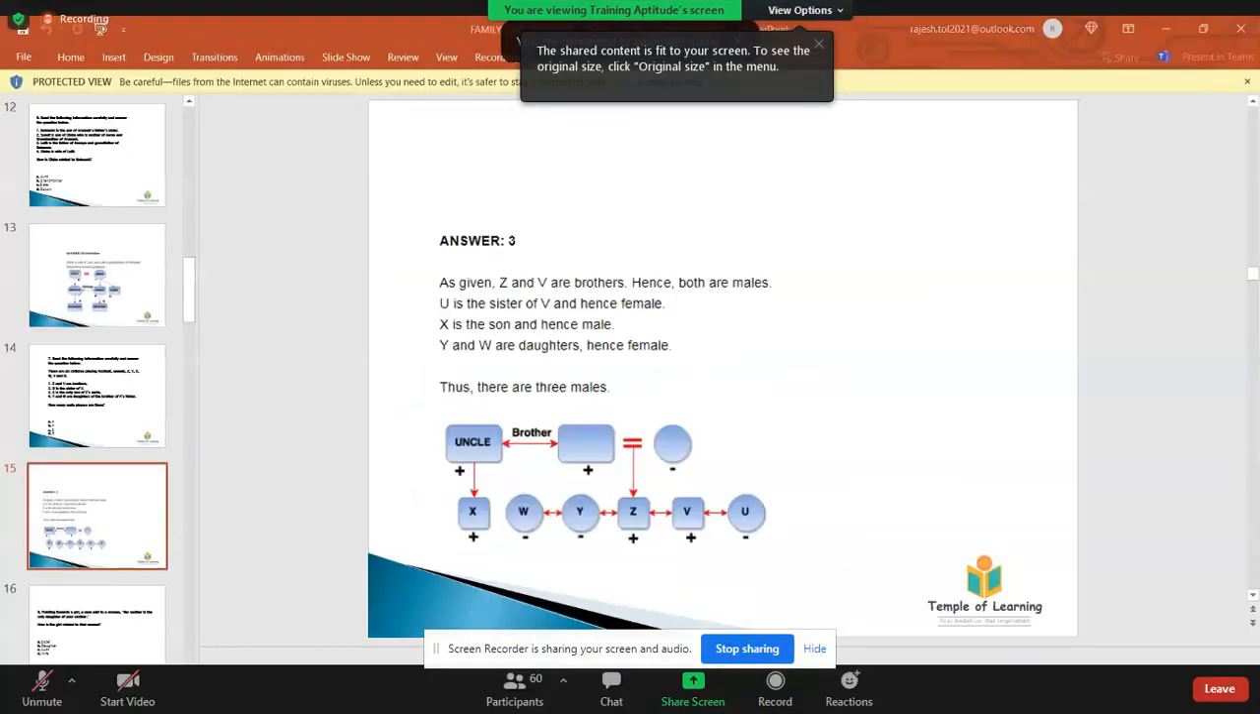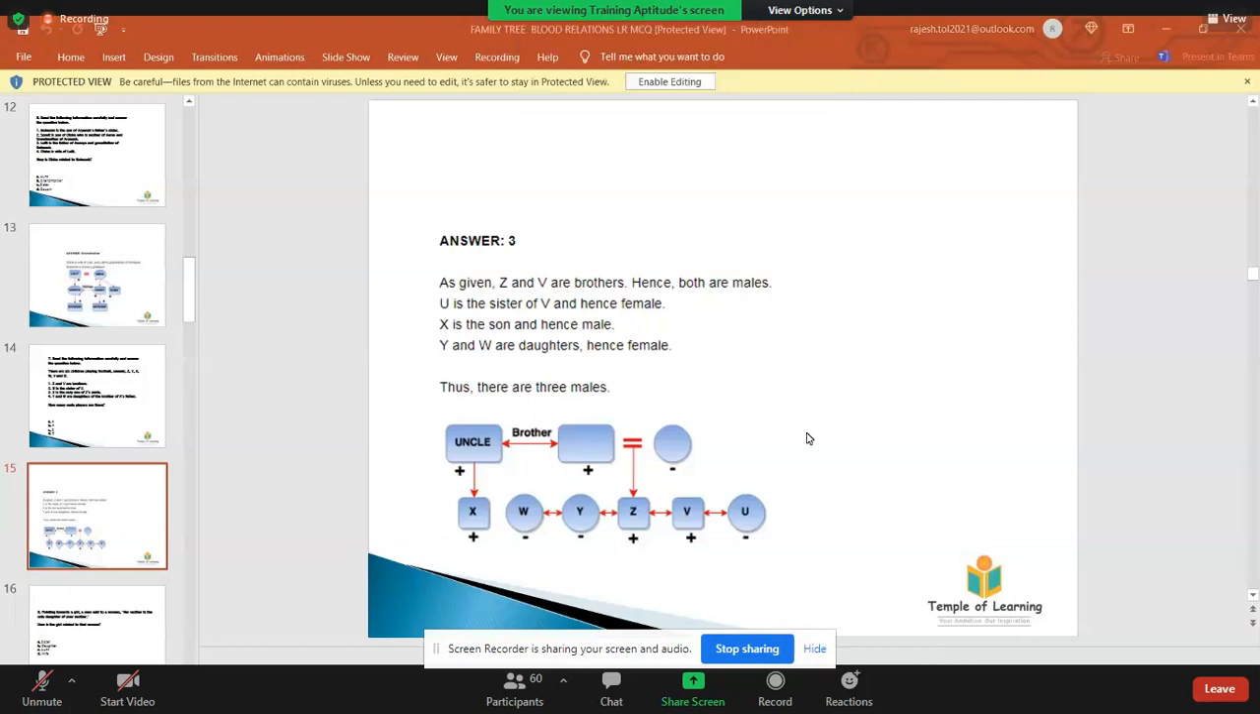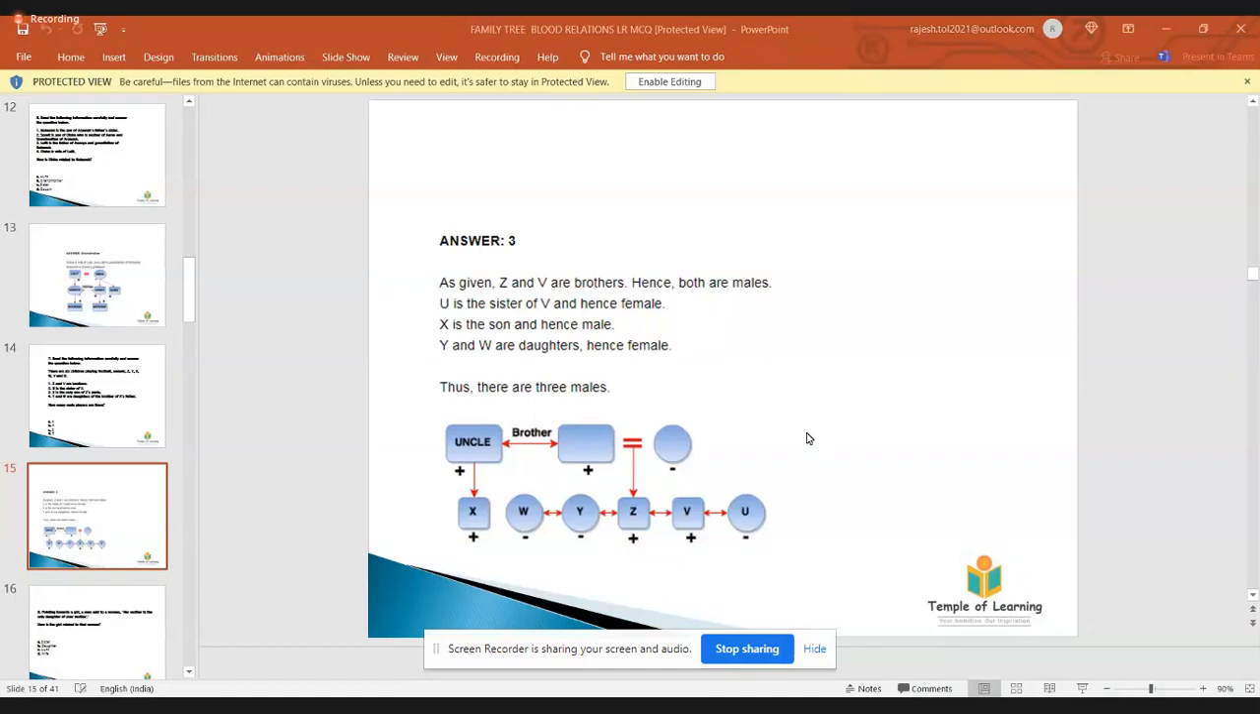Y and W are daughters. X, Z and V are males. Okay? Is this okay? Easy question. Easy question.